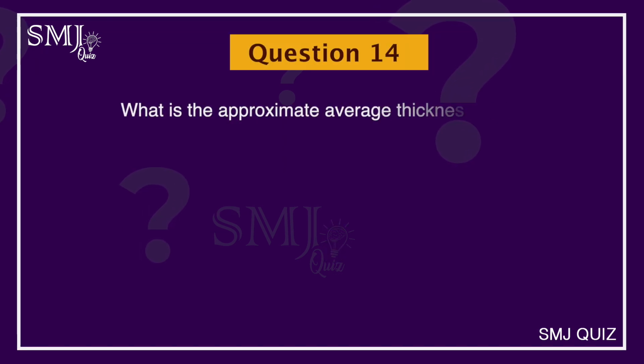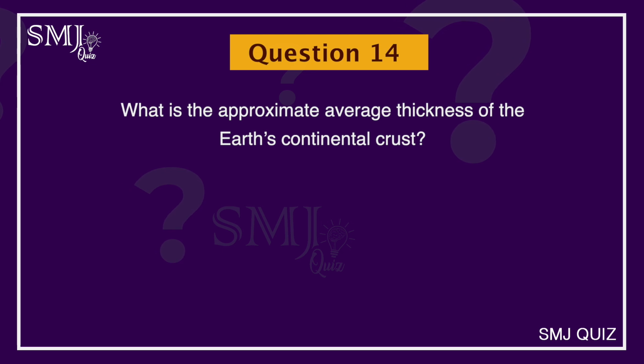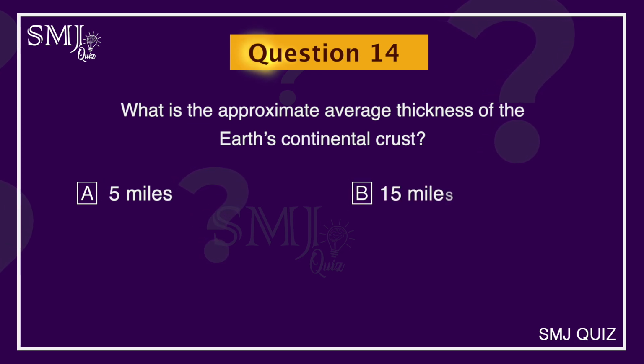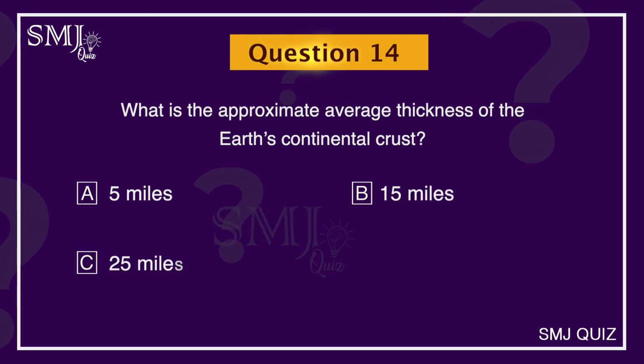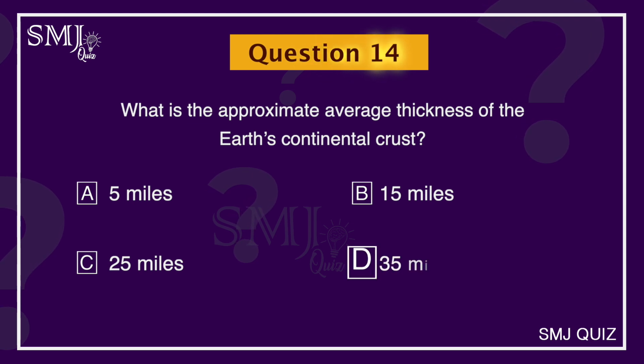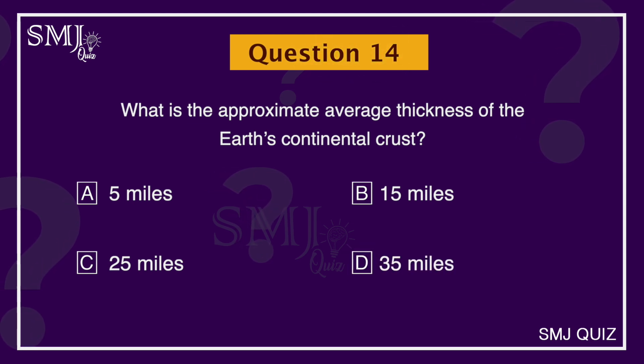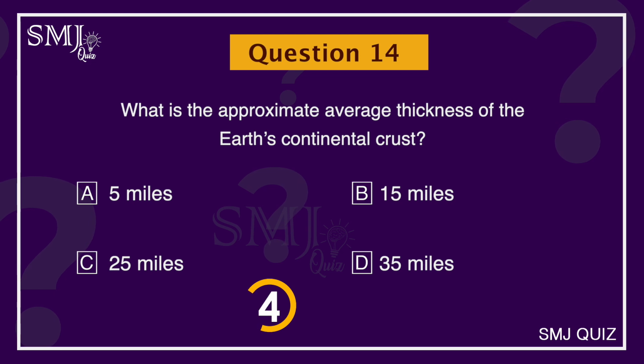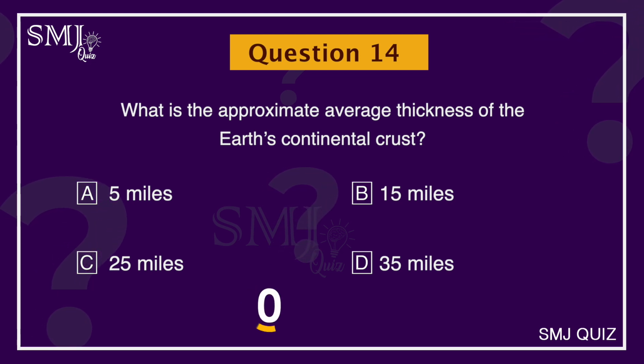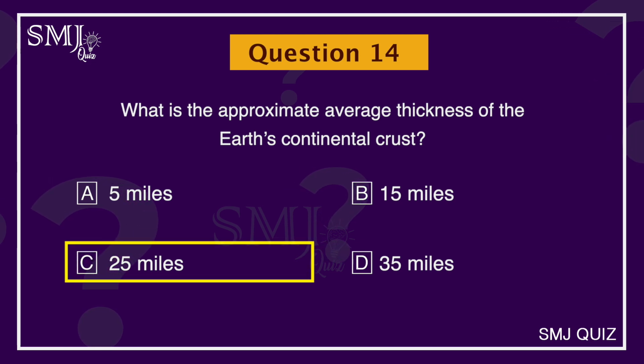Question 14. What is the approximate average thickness of the Earth's continental crust? A. 5 miles, B. 15 miles, C. 25 miles, D. 35 miles. The answer is C. 25 miles.